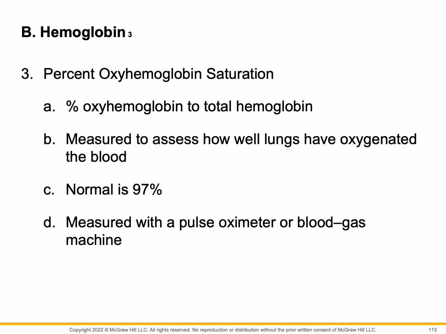The percent of oxyhemoglobin saturation, the percent oxyhemoglobin to total hemoglobin, is measured to assess how well lungs have oxygenated the blood. So normally it's about 97% oxygenated, or 97% saturated. It's measured with a pulse oximeter or blood gas machine.